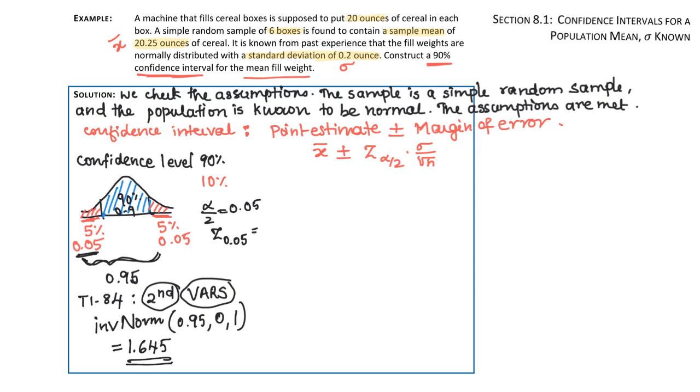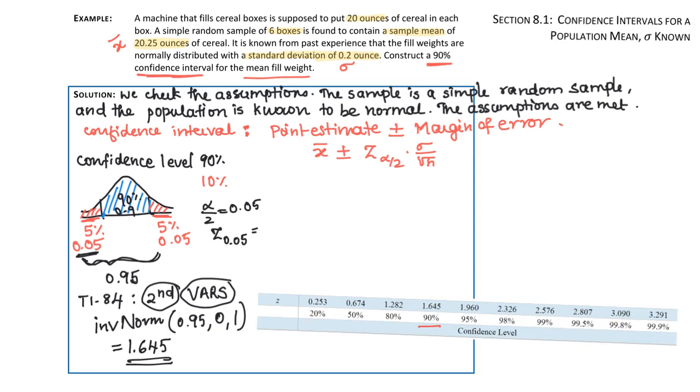Or you can use the commonly used confidence level and the table to find the critical value. So if you are using this table, it is the 90% confidence level. This is the critical value, that is the same as this. So now we can substitute all those values here to find the confidence interval.